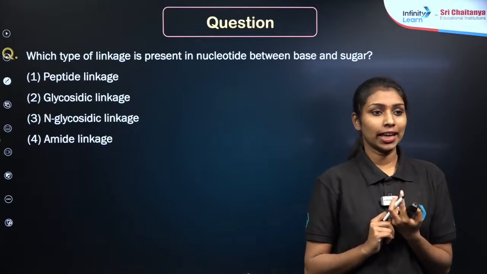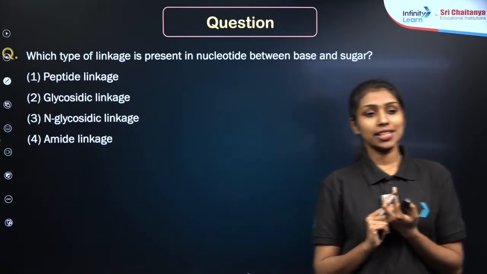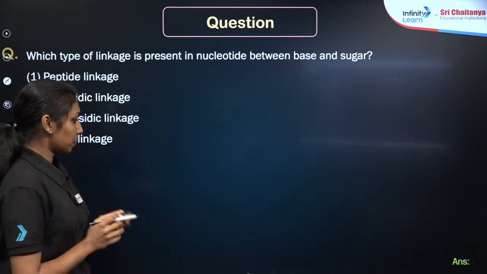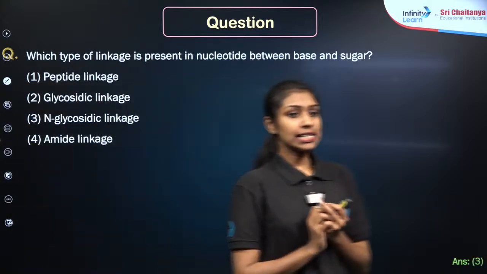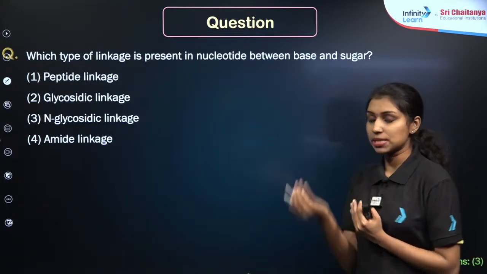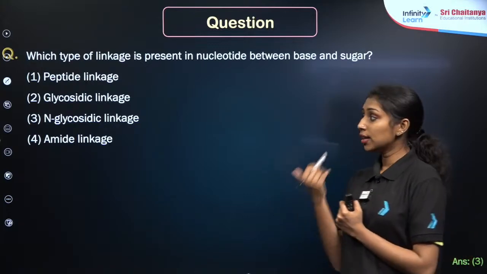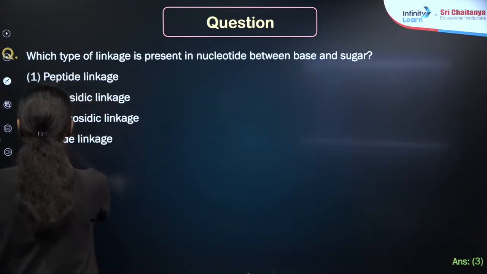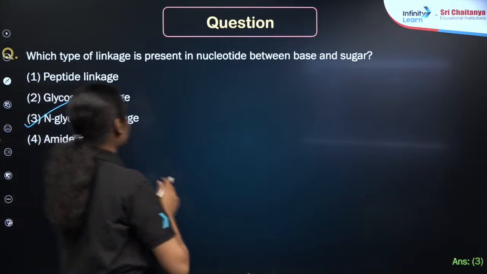Option C, right? Okay, Kudaj Gari, you are right. Option 3, which means N-glycosidic linkage, right? So we have already seen that the nitrogen present in the nitrogenous base is combined with the first position of carbon of the sugar moiety to form the N-glycosidic linkage. So option 3 will be the correct answer.